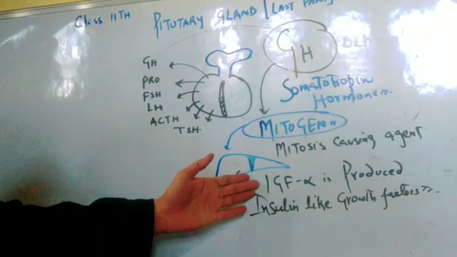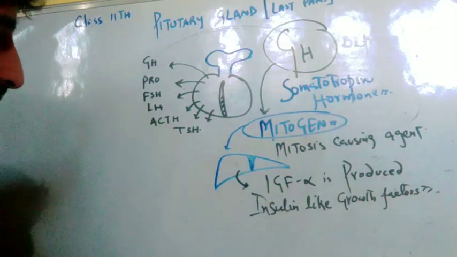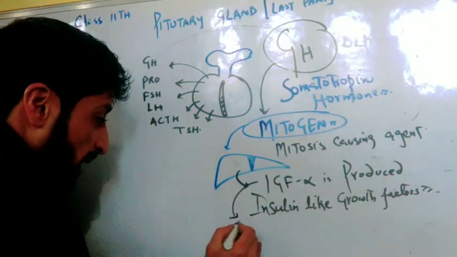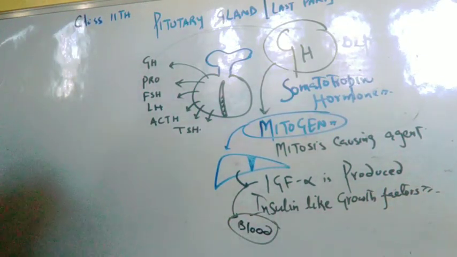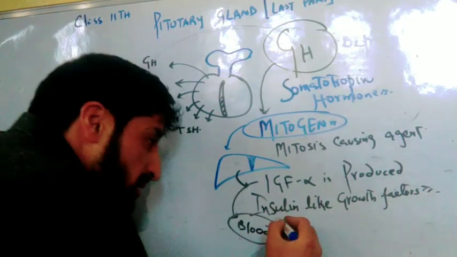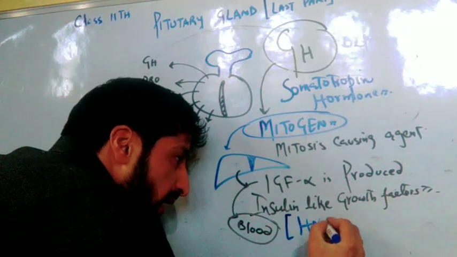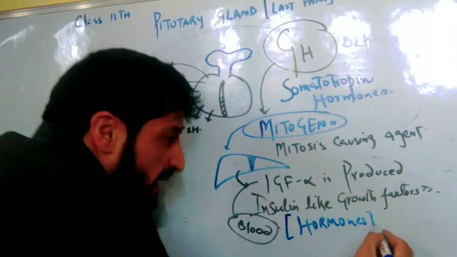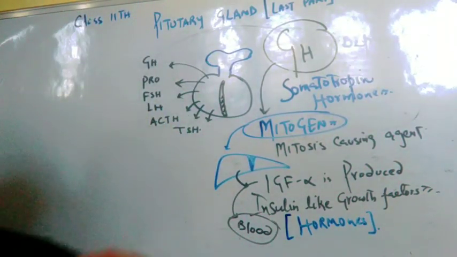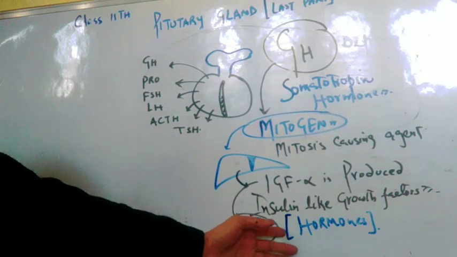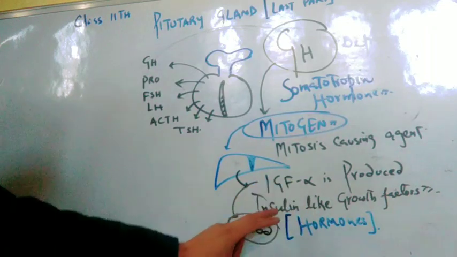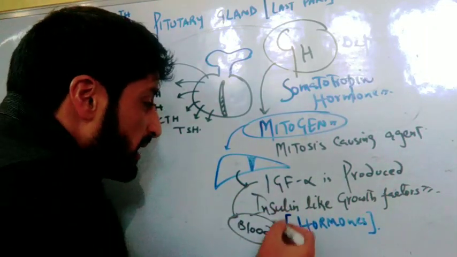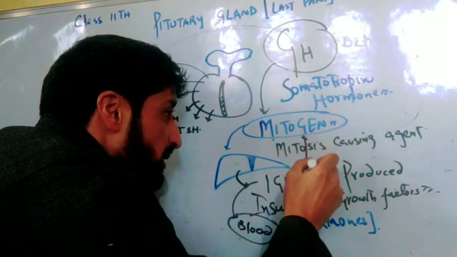When this IGF is produced, it then enters into the blood. Insulin-like growth factor is released into the blood. What is the main function? This insulin-like growth factor actually acts as a hormone. It behaves like a signaling molecule. And what it then causes is, it has a main role that it acts as mitogen.